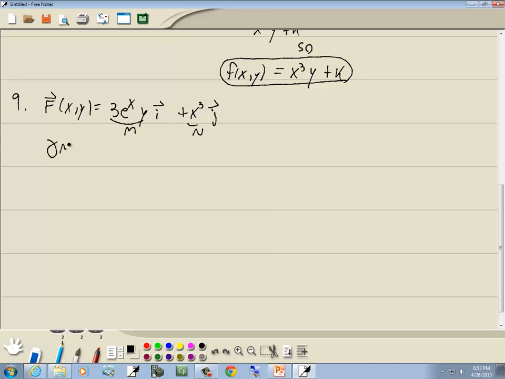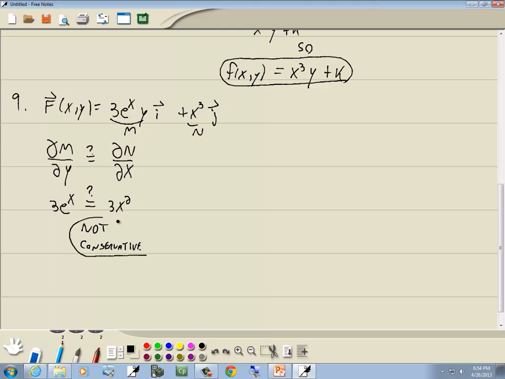So we're going to take the partial of m with respect to y, and we're wondering if that's equal to the partial of n with respect to x. Well, the derivative with respect to y would give us 3e to the x, and this one over here, the derivative with respect to x, would give us 3x squared. They don't equal each other, do they? So this is not conservative, and we don't go any further on that. If it's not conservative, then you don't go on and try to find your potential function.